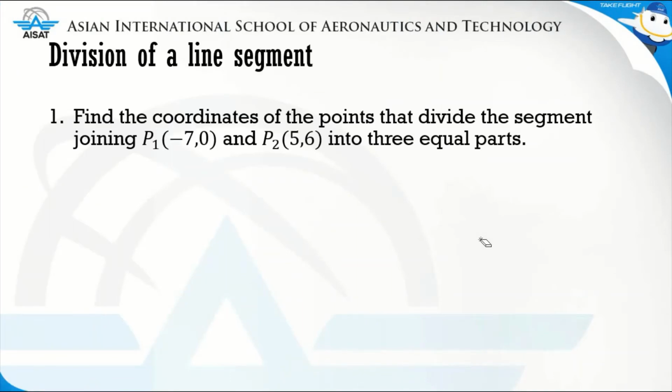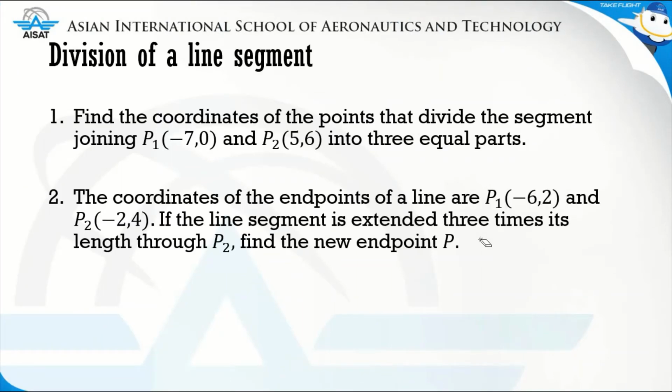So let's try to answer some sample problems for us to have a clear understanding of the theorem. So for item number 1, find the coordinates of the points that divide the line segment joining p sub 1 with coordinates negative 7, 0, and p sub 2 with coordinates 5, 6 into 3 equal parts.